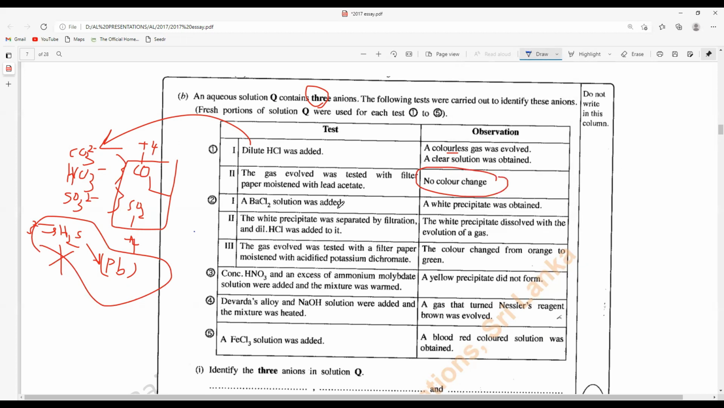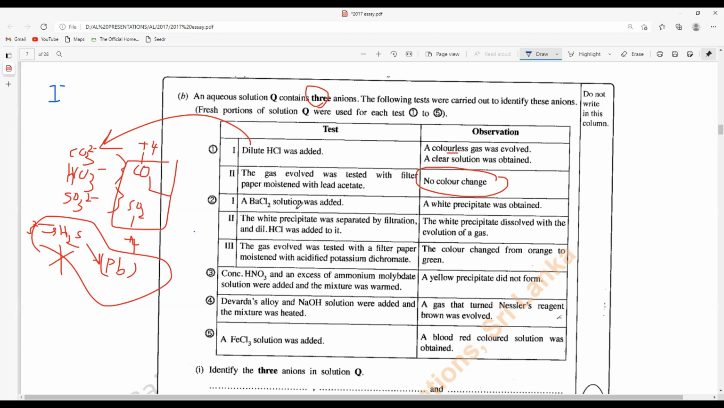So barium chloride solution was added, a white precipitate. So it could be either barium carbonate or barium sulfite. So still no problem. The white precipitate was separated by filtration, and also don't forget, we are talking about these two, but we don't know what the other anions are, right? So we have to think about that as well. So what can be the other anions that can be present? Like here, there can be I minus and all those things.